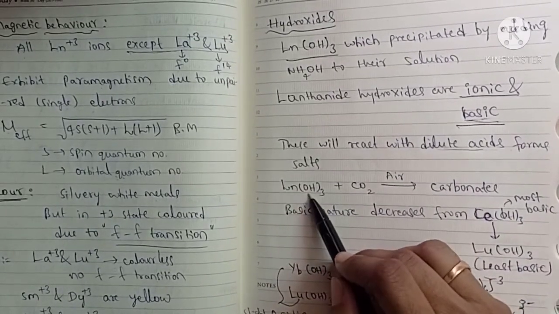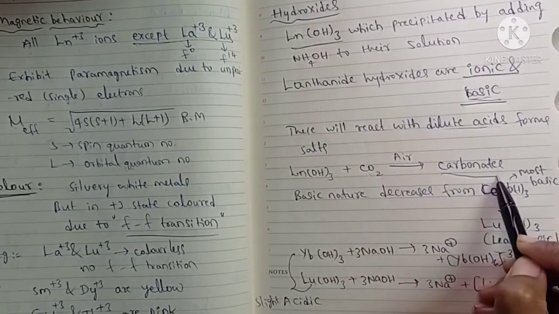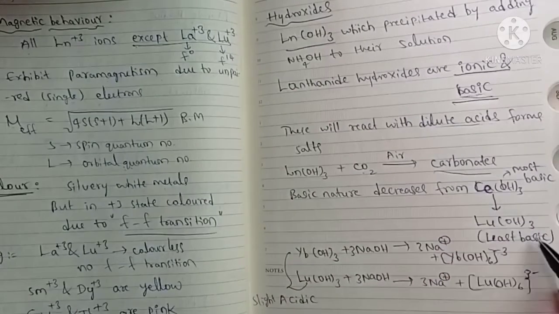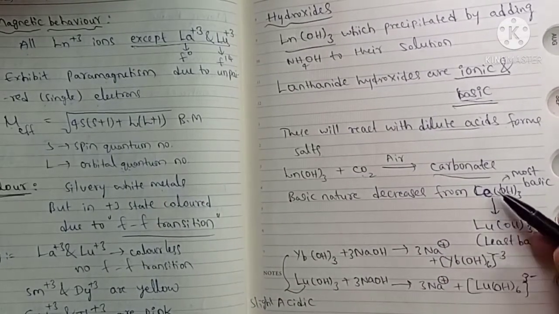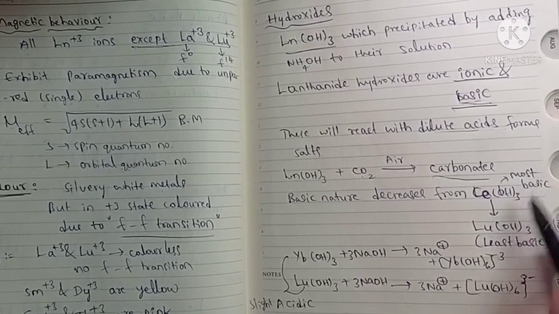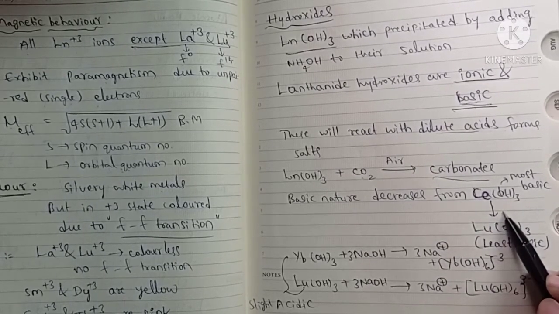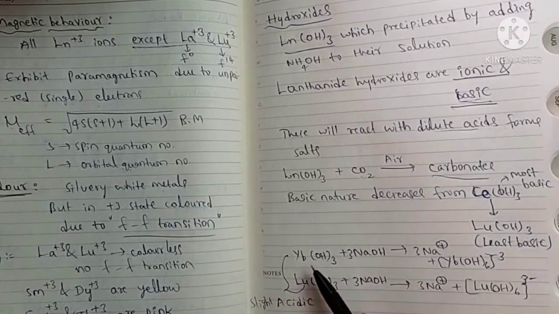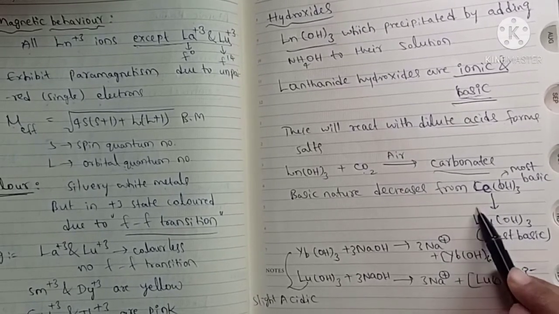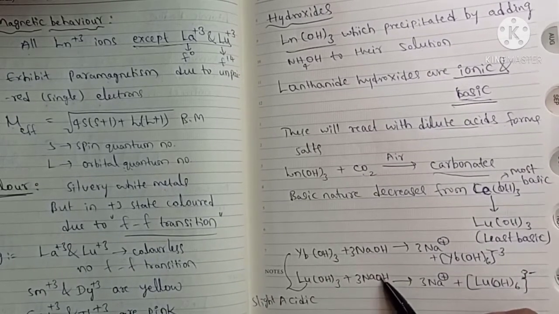Also, when these hydroxides react with air, they combine with carbon dioxide and form carbonates. And the basic nature of lanthanide hydroxides decreases from cerium to lutetium. Cerium hydroxide is the most basic and lutetium hydroxide is the least basic. So this basic character decreases from left to right. This is concluded from the reaction of ytterbium and lutetium hydroxides with the strong base NaOH.